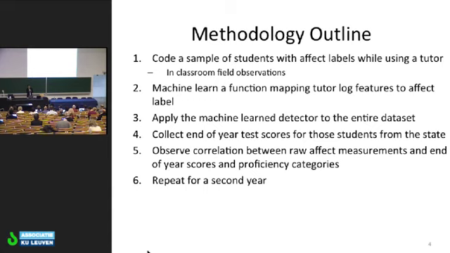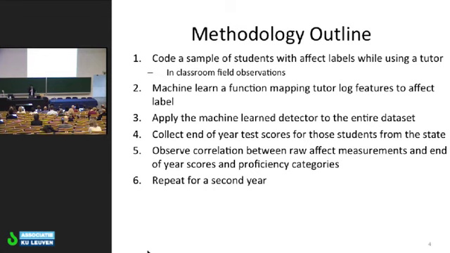And then we machine learn, or we take those affective labels, and then we find the corresponding tutor log data associated with them, and create features from that log data, and then learn a function mapping from those features to the affect labels, and then apply that feature transformation to the entire data set. So basically, we learn how to detect students' affect from a sample of students and then apply that detection to the out-of-sample students.